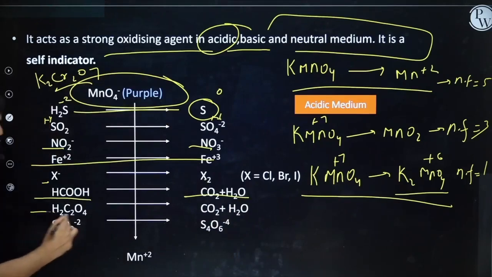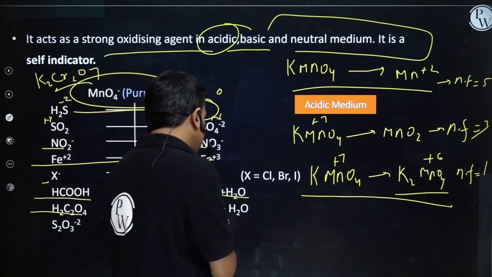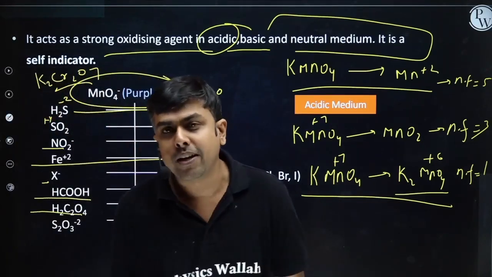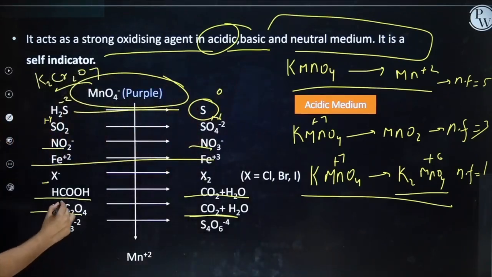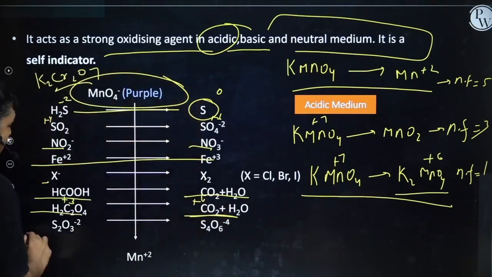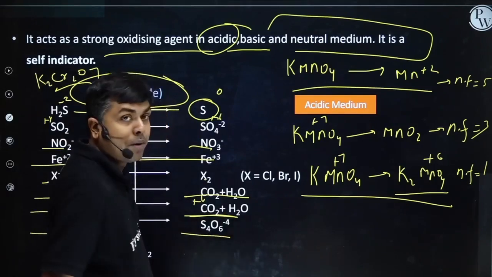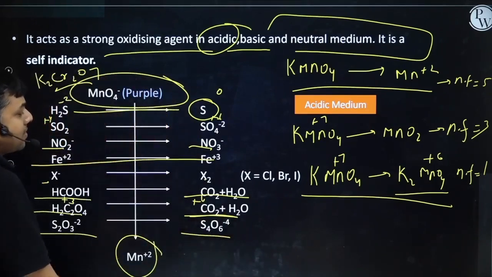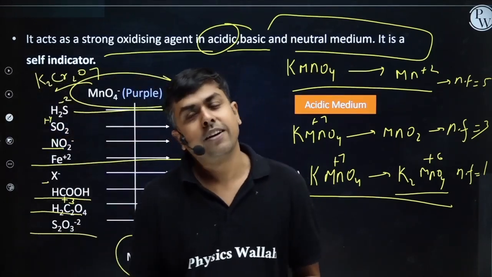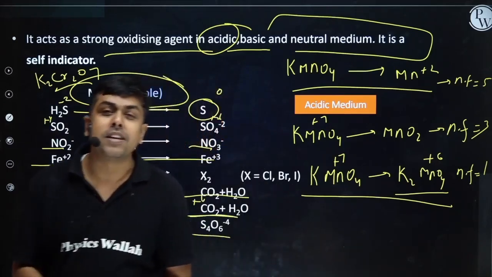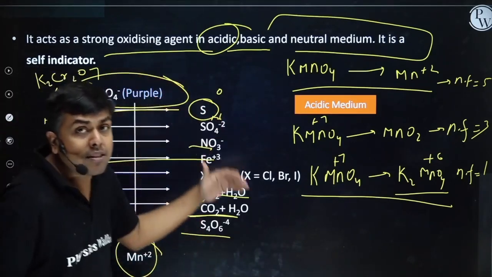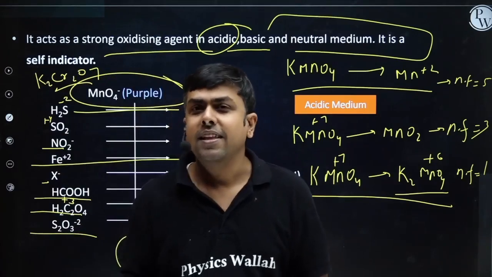Student, oxalic acid will get oxidized to CO2. This one is also really, really important. Whenever you treat oxalic acid with KMnO4, the product formed is CO2. If I talk about the oxidation state, here it's in plus 3 oxidation state, and here it's in plus 4 oxidation state. Thiosulfate goes to S4O6 2-. Students, in acidic medium, MnO4- gets reduced to Mn2+. Therefore, it's a strong oxidizing agent in acidic, basic, even in neutral medium. So these are the oxidation reactions of KMnO4 in acidic medium.